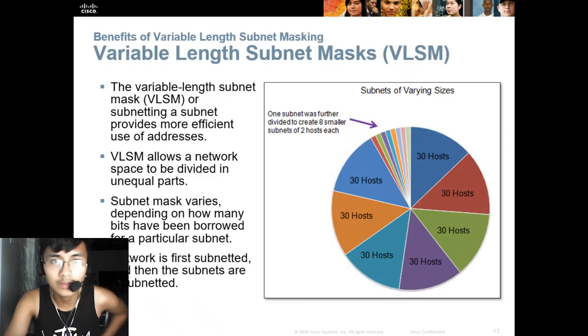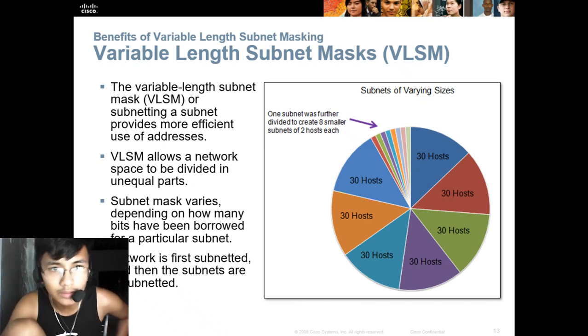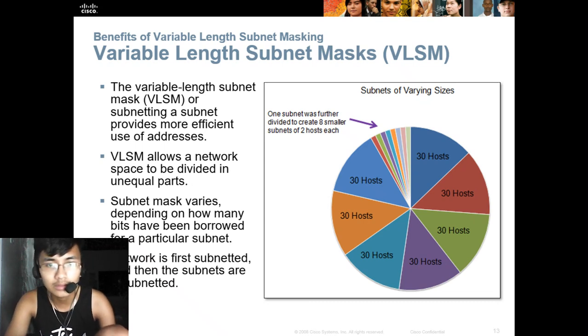Variable length subnet masks (VLSM). The variable length subnet masks (VLSM), or subnetting a subnet, provides more efficient use of addresses. VLSM allows a network space to be divided in unequal parts. So the subnet mask varies depending on how many bits have been borrowed on a particular subnet. The network is first subnetted and then the subnets are resubnetted.